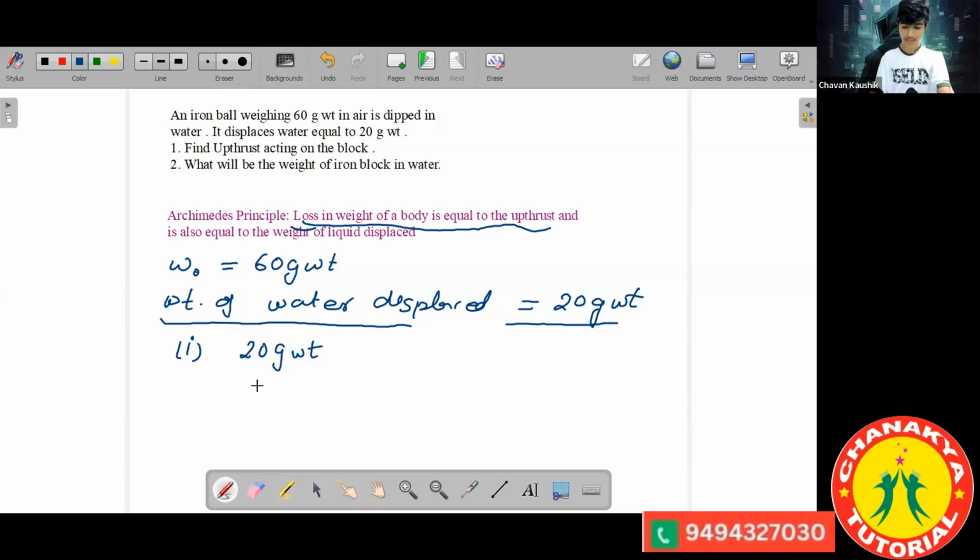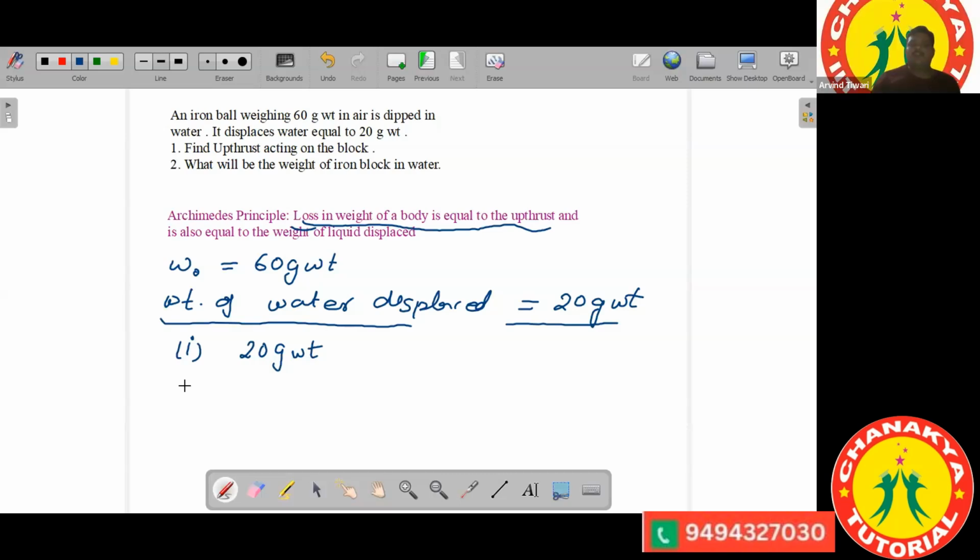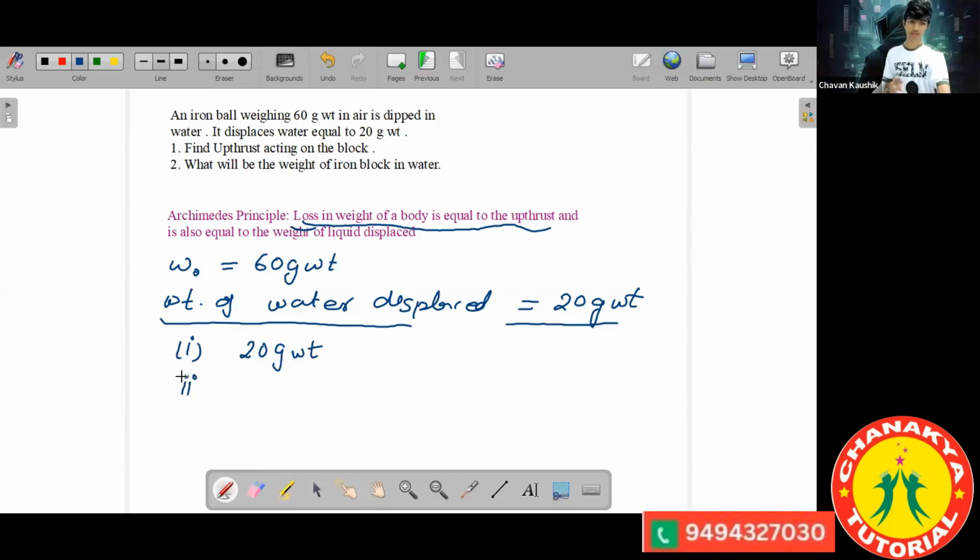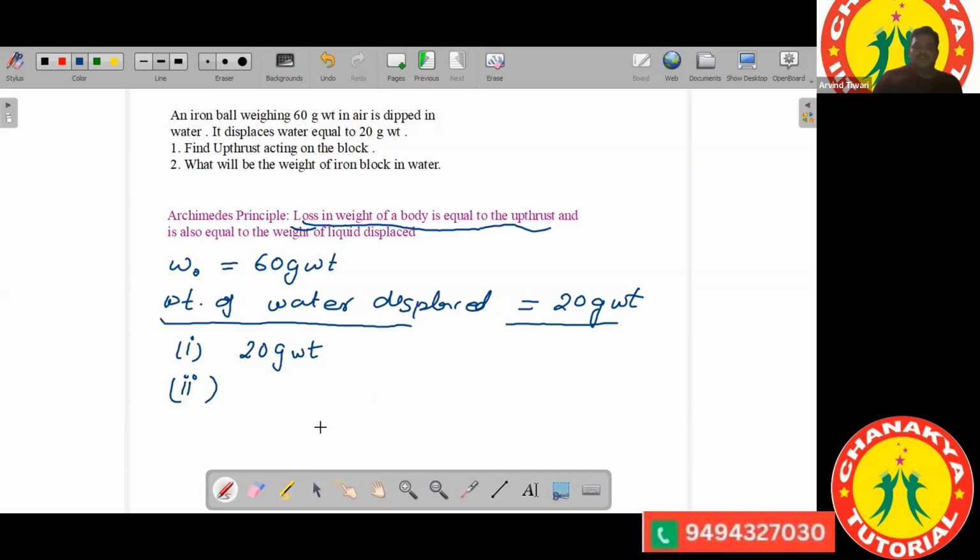Where did you look at my second answer? Second answer would be 40 gram weight. Yeah, you looked at mine, right? Yeah. Second answer would be 40 gram weight. Okay. So everyone has understood this problem? Siddharth, you got your mistake?